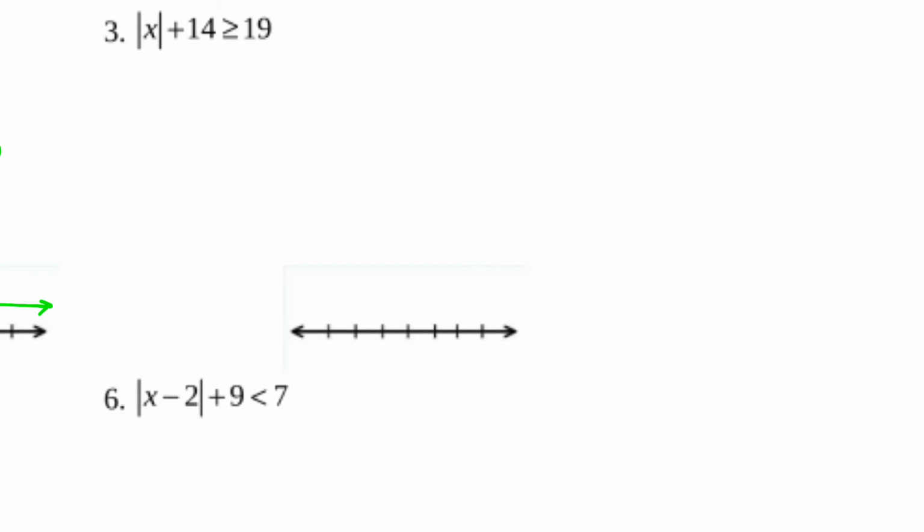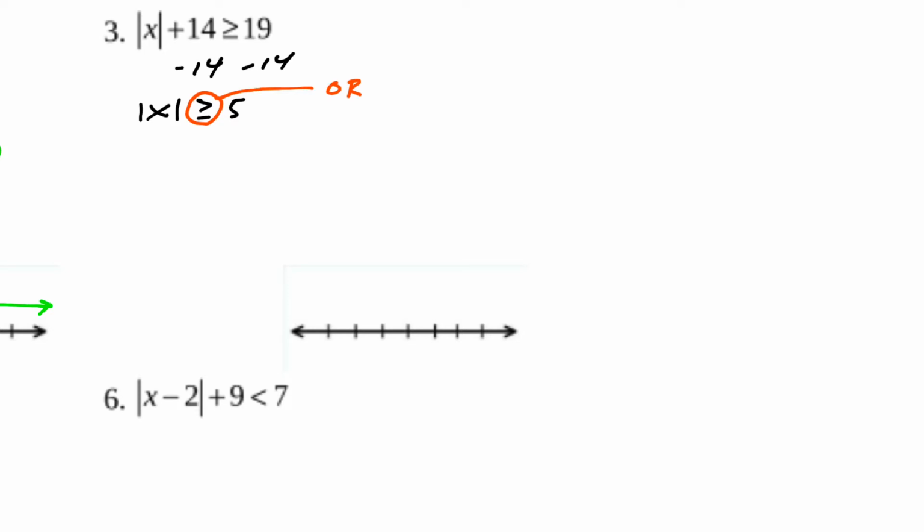For number 3, the first thing we need to do is get the absolute value all by itself. So we are going to subtract 14 on both sides. Then we have the absolute value of x is greater than or equal to 19 minus 14, which is 5. Now that we have the absolute value by itself, we want to take a look at this inequality symbol right here. And we want to remind ourselves, since it's got a greater than in it, even though it's a greater than or equal to, that this problem is going to be an or problem. So we're going to be looking for the union, or anywhere that is shaded on our number line.